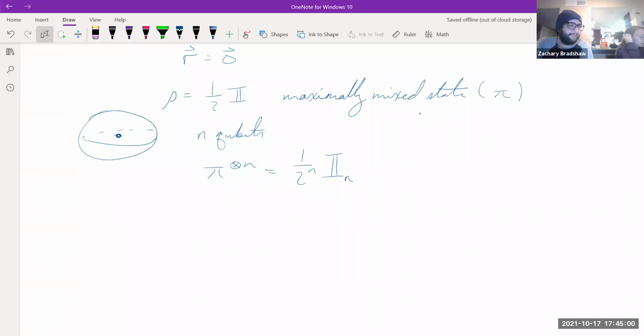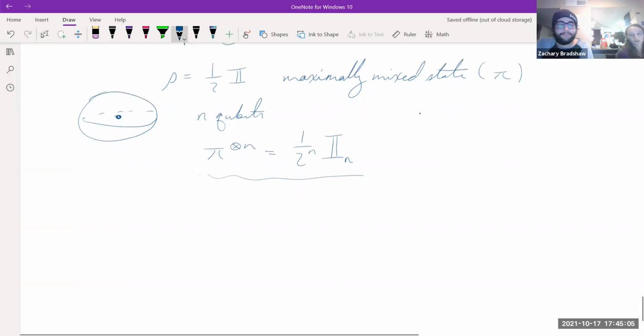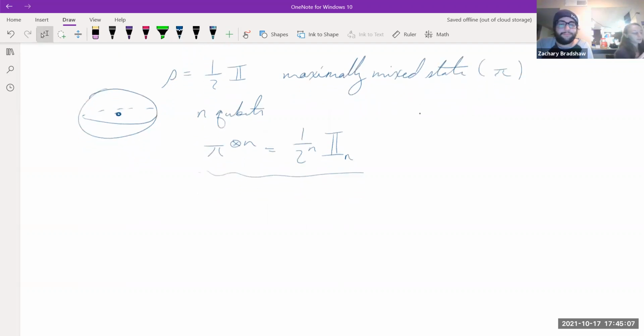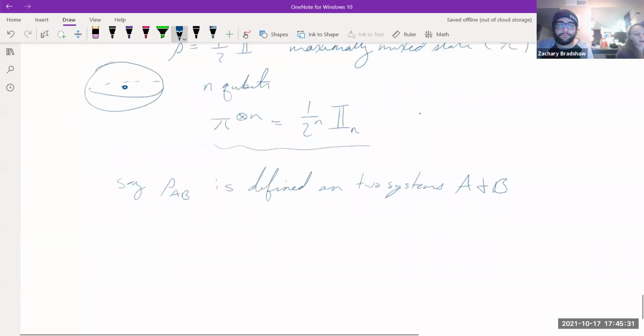Now that we know what a maximally mixed state is, I want to talk a little bit about a reduced state. We said one of the ways you can get a mixed state is you can have limited knowledge. So say rho AB is defined on two systems, A and B. And oftentimes you'll hear people call this Alice and Bob.